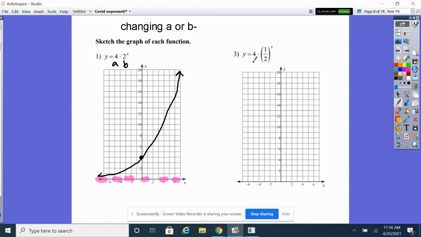So the way that works is a is still 4, so I'm going to put a y-intercept of 4. But now the b value is less than 1, so this line should be going down. Again, we still have the asymptote here that we're not allowed to cross over. We're being repelled by it. So we're going to start way up here and then start to decrease.